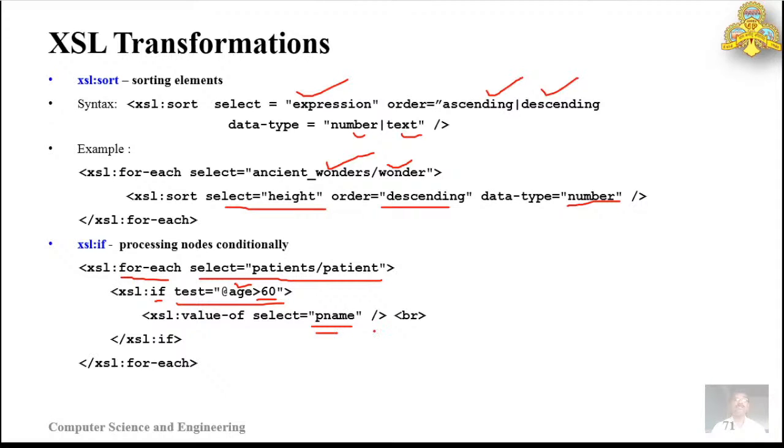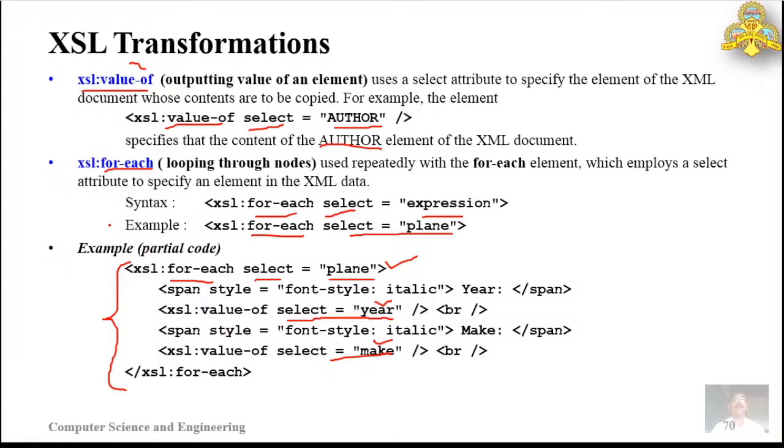So these are for the XSLT transformation. In the exam, these questions will be asked every time. If asked to write a note on XSLT transformation, then you have to write about xsl:sort, xsl:if, xsl:value-of, and for-each. So it's a very important one. Just go through all these XSL informations.